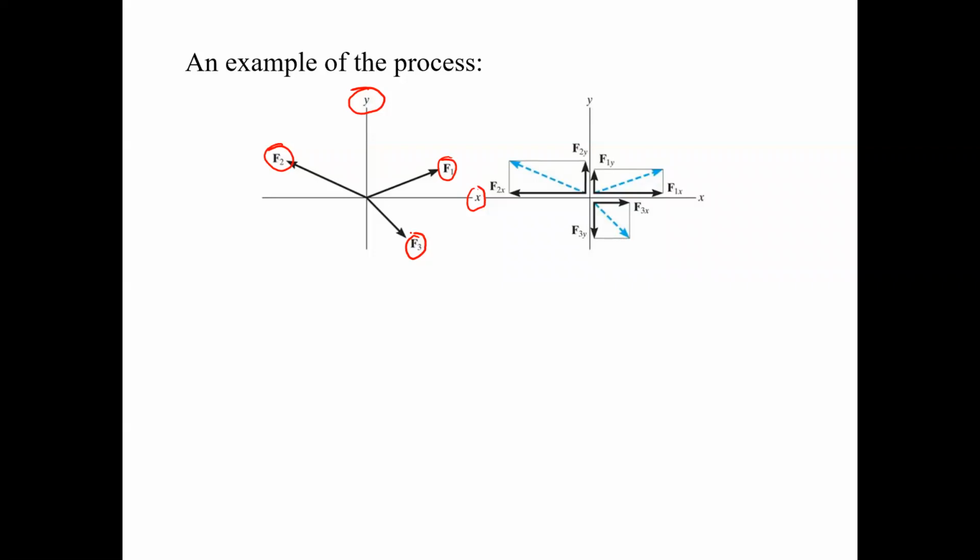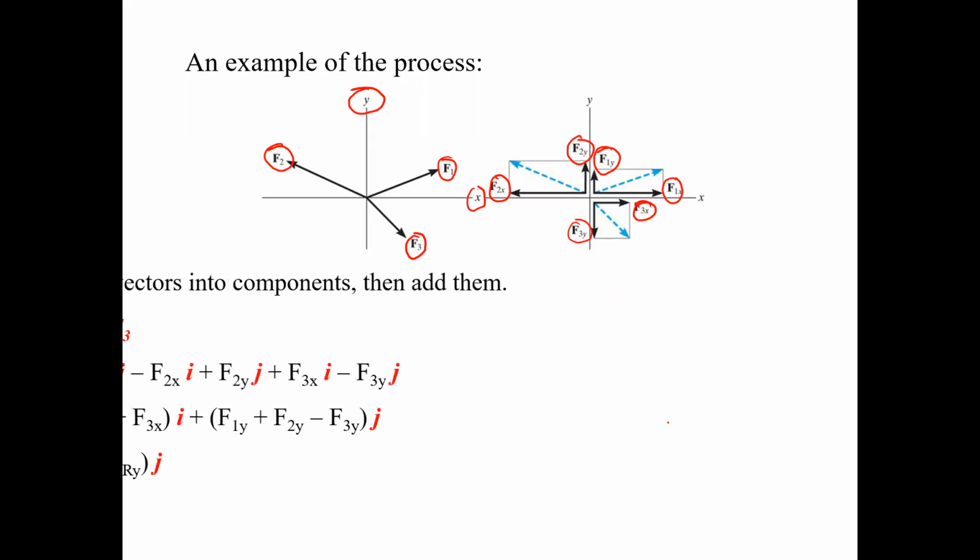We'll resolve these three vectors into their x and y components. Okay, and then we'll add up their x components to get the resultant x component, and then we'll add up all the y components to get the resultant y component, right? So this is the same thing what we did in the last slide. F1x, F1y, F3x, F3y, F2y, F2x. So now we got the x and y components of all the three vectors. What next?